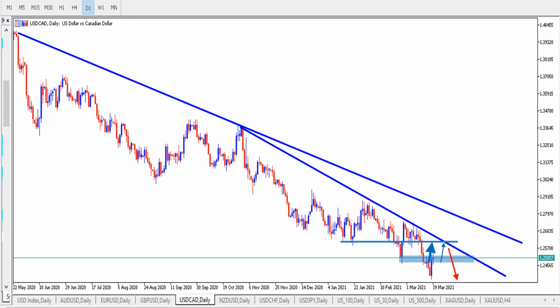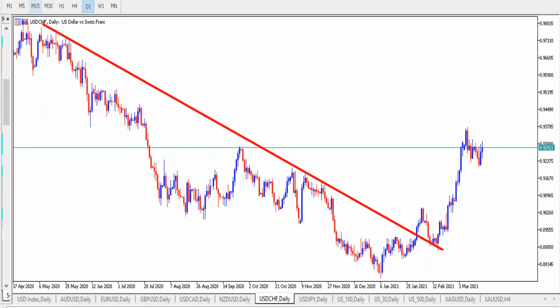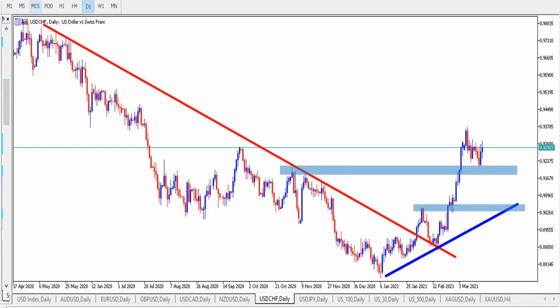The next analysis will be on US dollar Swiss. On this chart, US dollar Swiss, we had a bearish market, then followed by a full momentum shift to a bullish direction, and a beginning of an uptrend. We have an uptrending line and two support zones.